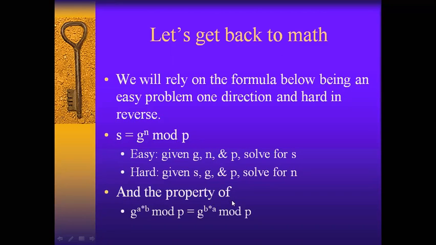And one more property will be there as per mathematics. G power A into B, where A and B are nothing but my secret keys, modulo P will be equal to G power B into A. So A into B will also equal B into A mod P. So you just remember the property. Whatever secret key has been shared on one side, that will also be provided on the other side. Only the terminology will be different.